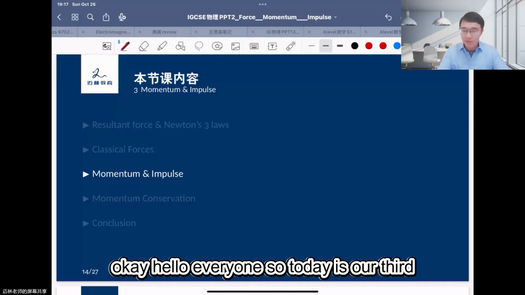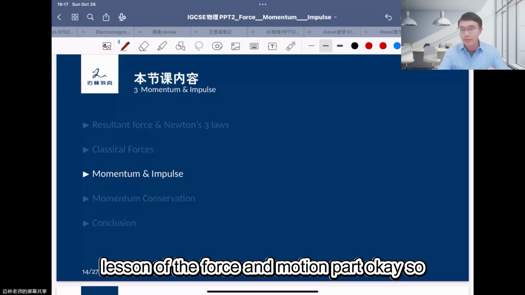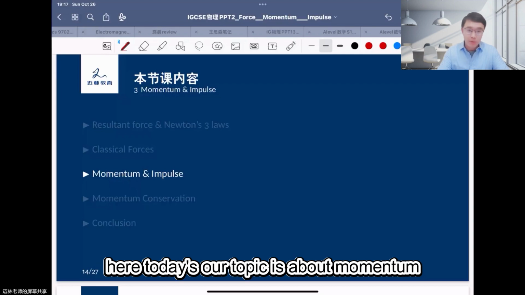Okay, hello everyone. So today is our third lesson of the force and motion part. Today our topic is about momentum and impulse.